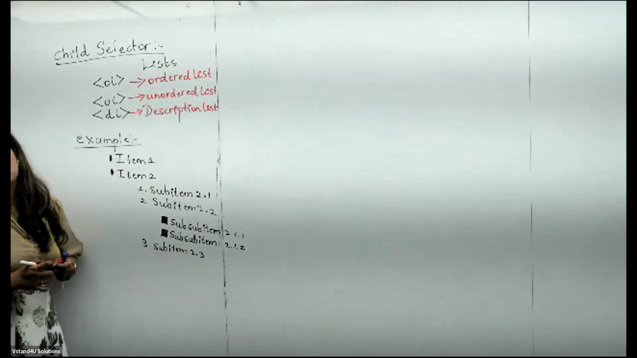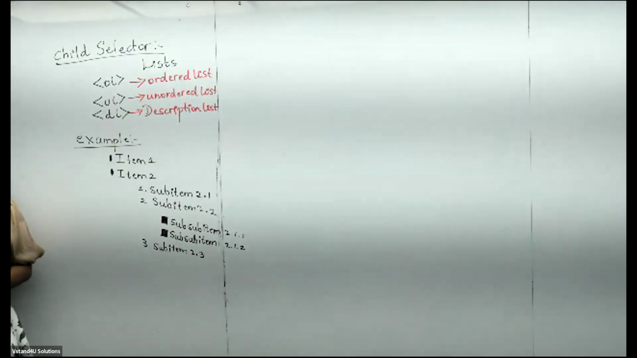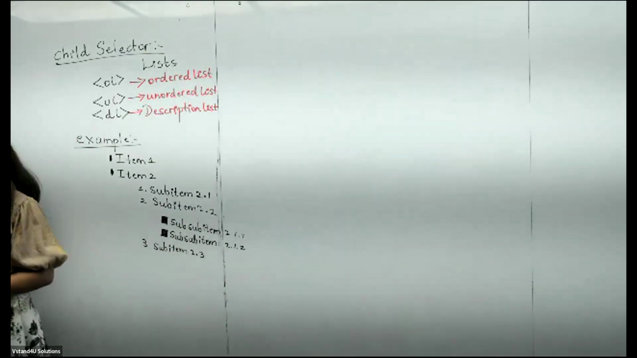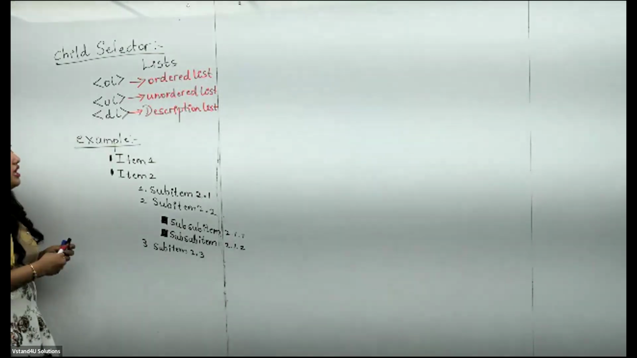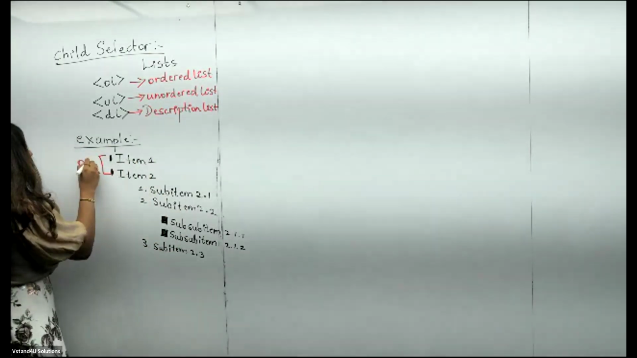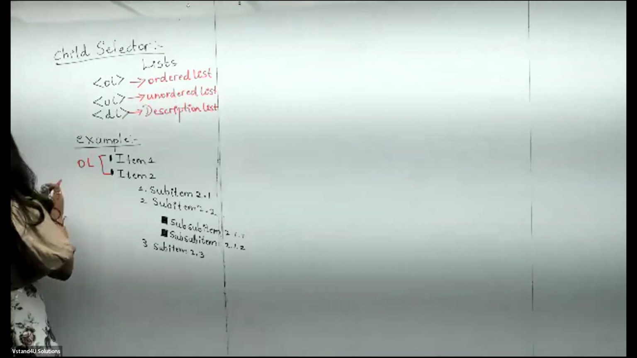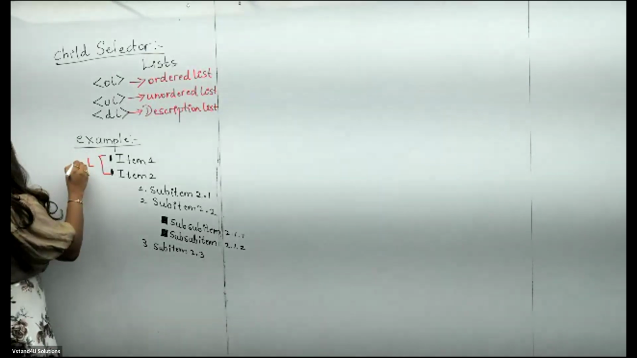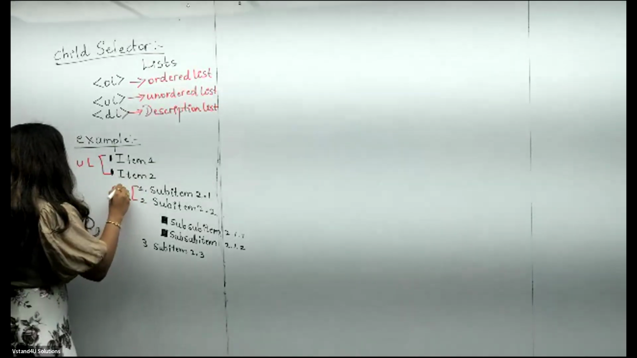What is this, ma'am? This is just an example. What is that example? I have not yet said it. Okay. So now, can I say this one is my ordered list? This is my unordered list. This one is ordered list.